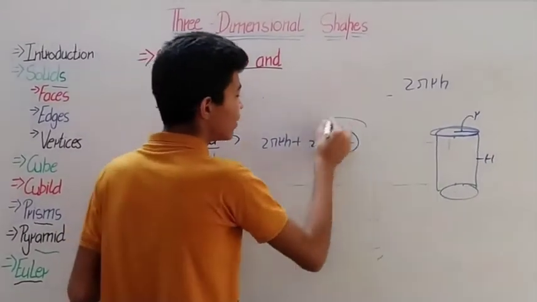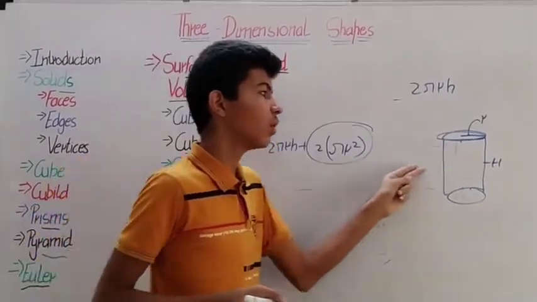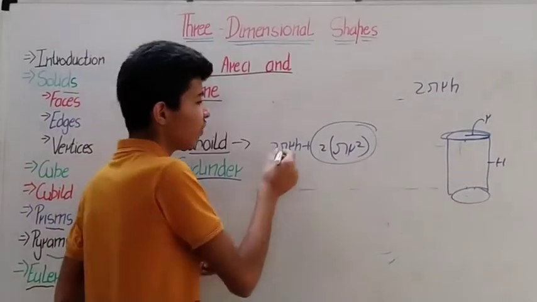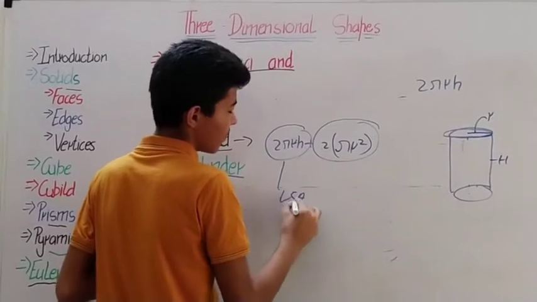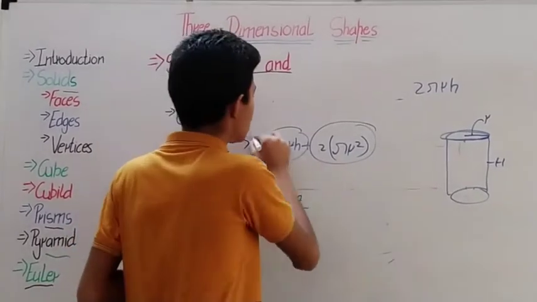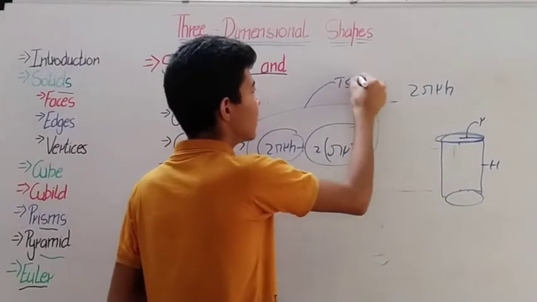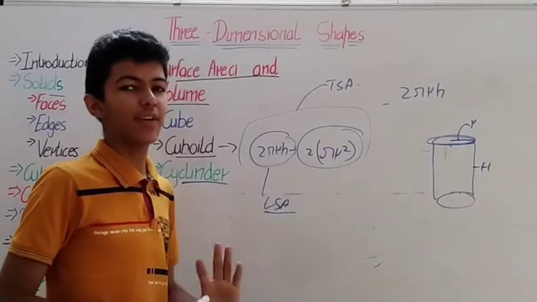So here this is the area for the top and the bottom circular faces, and this is the area for the rectangle. If it is only asking for the lateral surface area, then it would be 2 pi R H. And if you take it together, it would be the total surface area. So this is the total surface area and the lateral surface area.